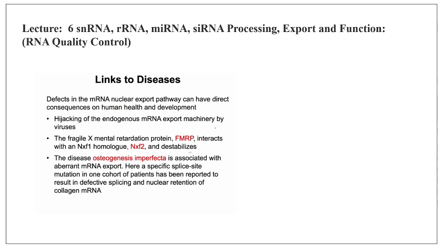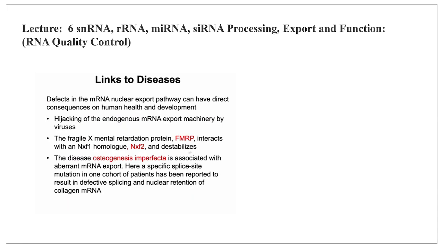Defects in the mRNA nuclear export pathway can have direct consequences on human health and development. How? There are some points for it. Hijacking of the endogenous mRNA machinery by viruses. Then fragile X, this FMRP, the protein that we have just studied when we were studying the export cycle, it can destabilize. FMRP interacts with the NXF1 homolog, NXF2, and it destabilizes, and it can lead to a disease known as osteogenesis imperfecta. This disease is associated with aberrant mRNA transport.